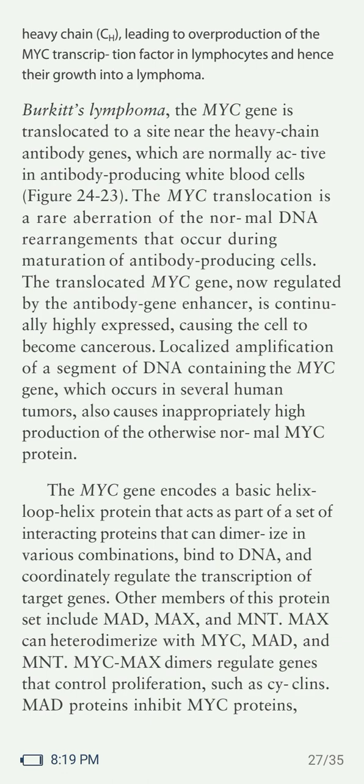The MYC gene encodes a basic helix-loop-helix protein that acts as part of a set of interacting proteins that can dimerize in various combinations, bind to DNA, and coordinately regulate the transcription of target genes. Other members of this protein set include MAD, MAX, and MNT. MAX can heterodimerize with MYC, MAD, and MNT. MYC-MAX dimers regulate genes that control proliferation, such as cyclins.